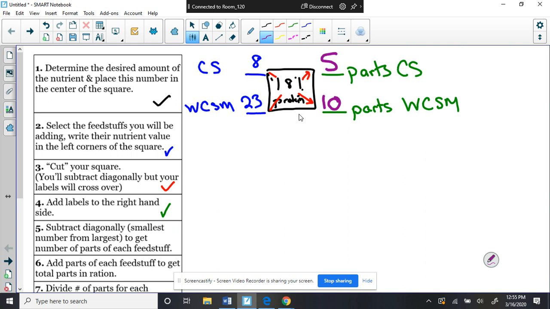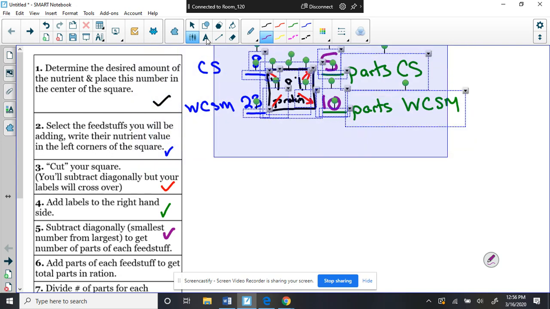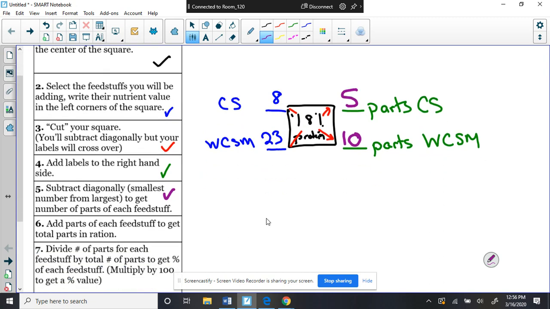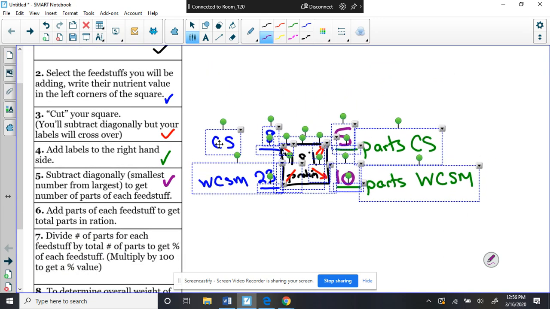So that's our step number 5. We're balancing out these 2 ingredients. The big things to always remember is your labels go straight across, but your math is going to move diagonally, and that's how we create that balance. All right, we're going to move this really quickly so that we can keep following our directions.